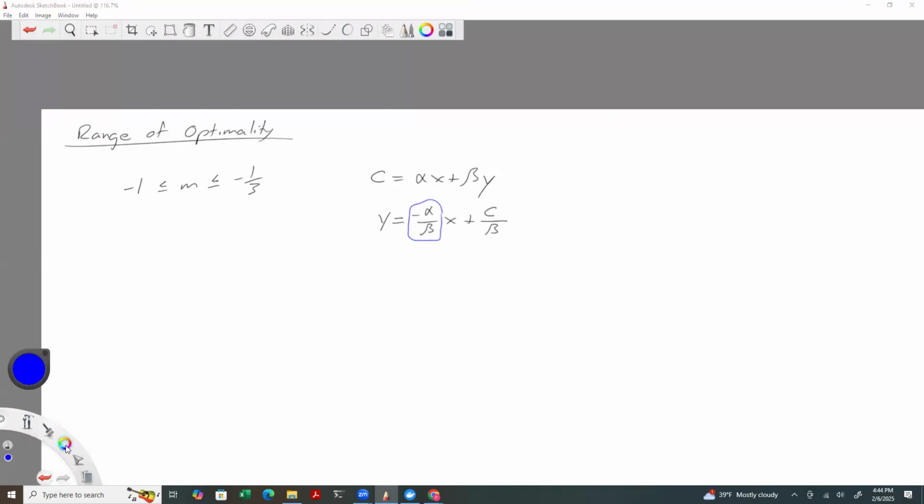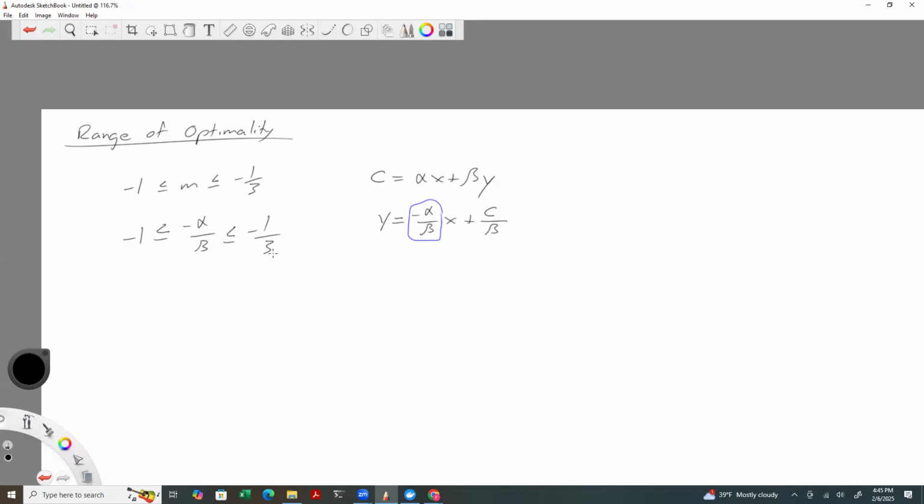Well, that's great because now I can substitute this relationship for here. And so I can say, okay, negative 1 is less than or equal to negative alpha over beta, which is less than or equal to negative 1/3 there.